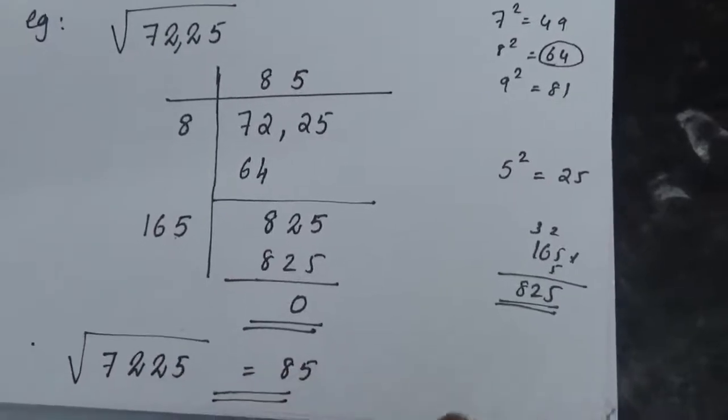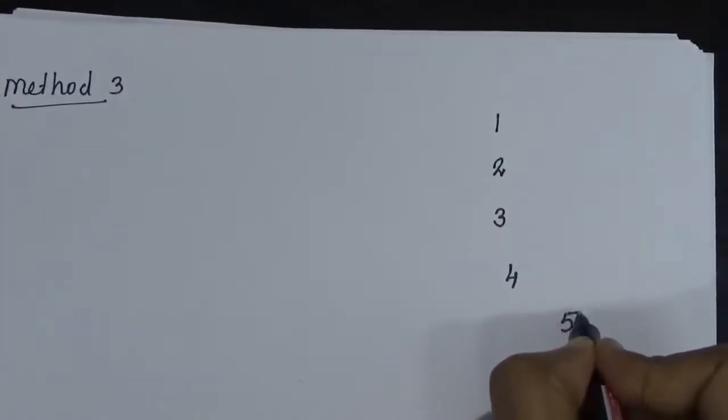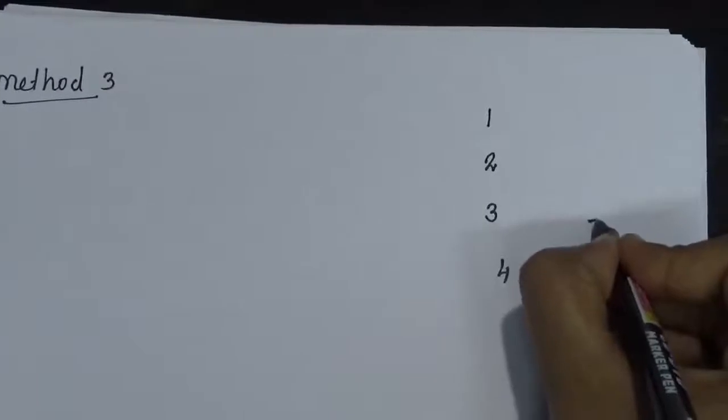Now we have one more easy method to find the square root of a number. That method is method 3. It's a shortcut method. Here we need to remember the numbers in this order. First 1, 2, 3, 4 and you write 5 here. Then 6, 7, 8, 9.